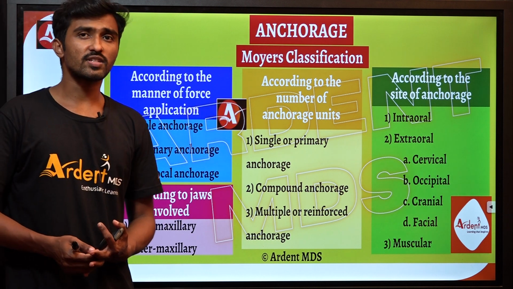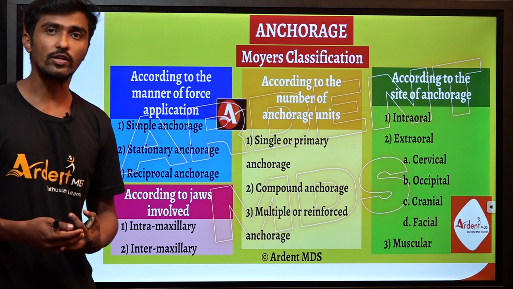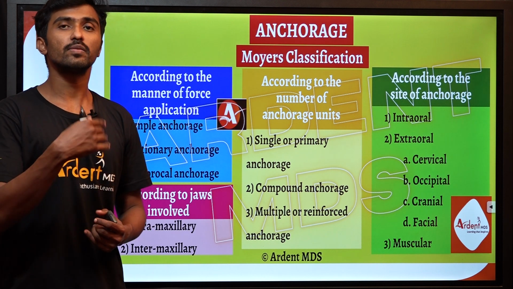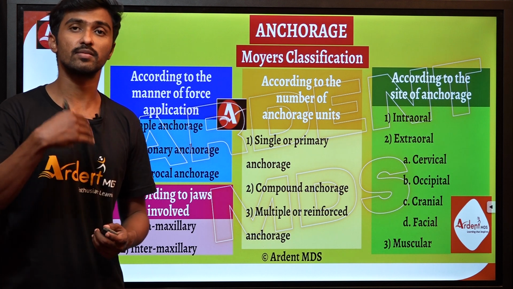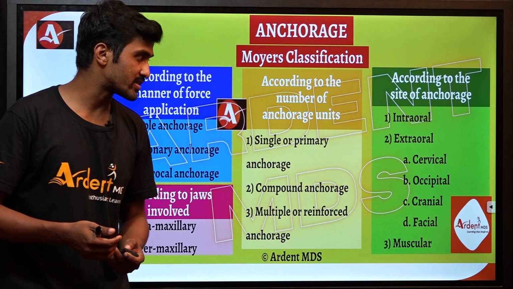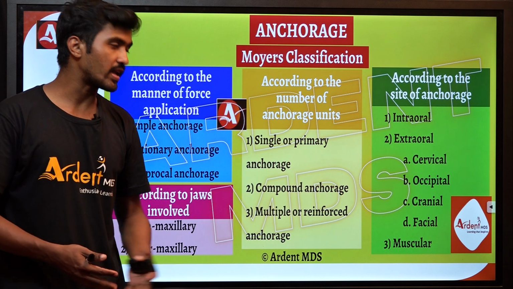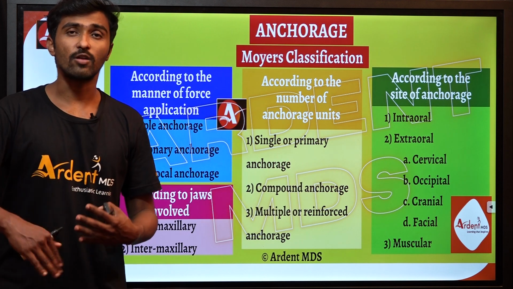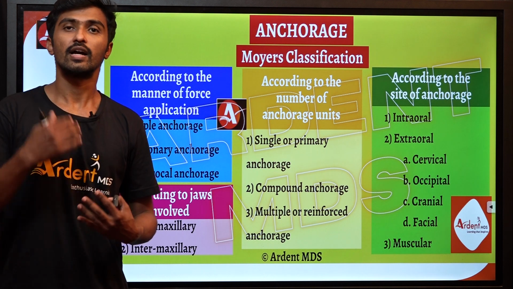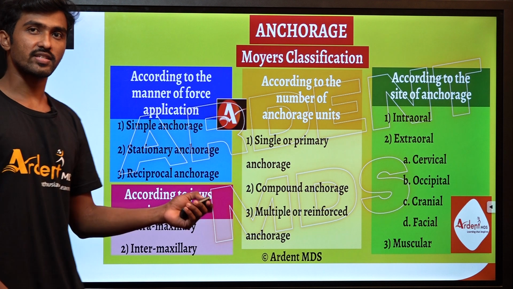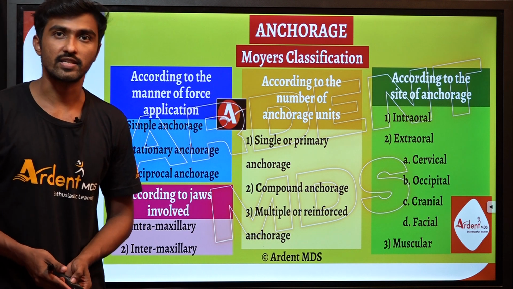And according to the source or site of anchorage, it can be classified into intraoral, where the anchor site is placed intraorally, or it can also be extraoral, such as by means of using orthopedic appliances, and extraoral can be of either cervical or occipital, cranial or facial, and the source can also be a muscle origin like hyperactive mentalis and tongue. So in this session we saw about classification of anchorage given by Dr.